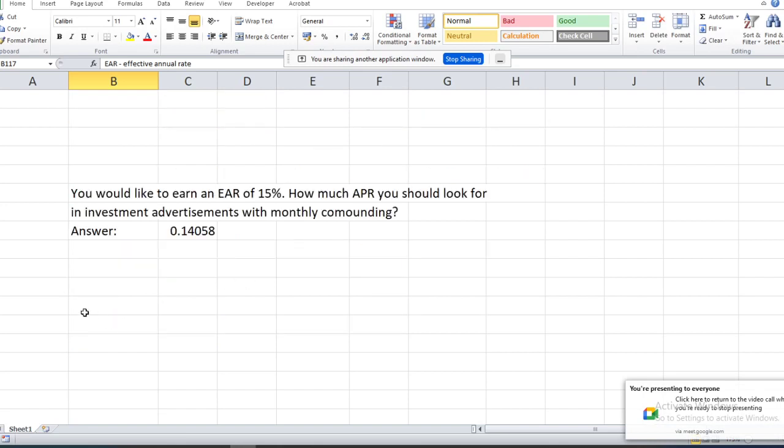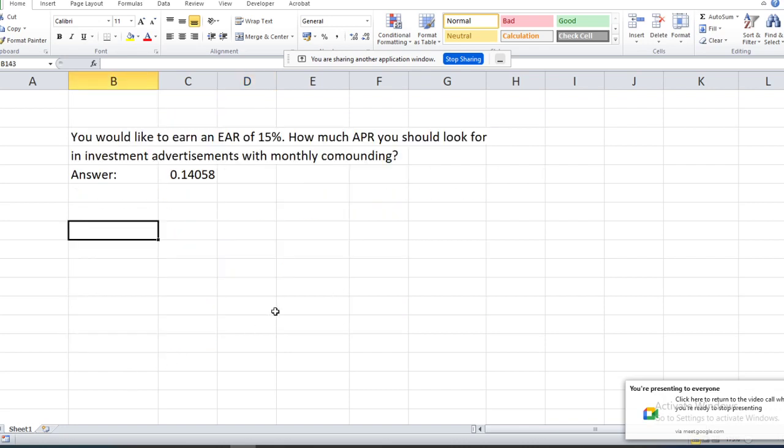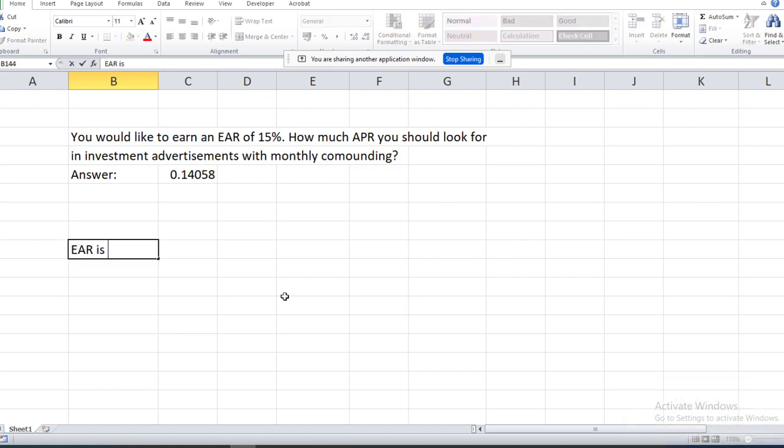So, good question. If you didn't hear the question, it is: is effective annual rate always bigger than annual percentage rate? Almost always. EAR is almost always bigger than APR for the same investment.